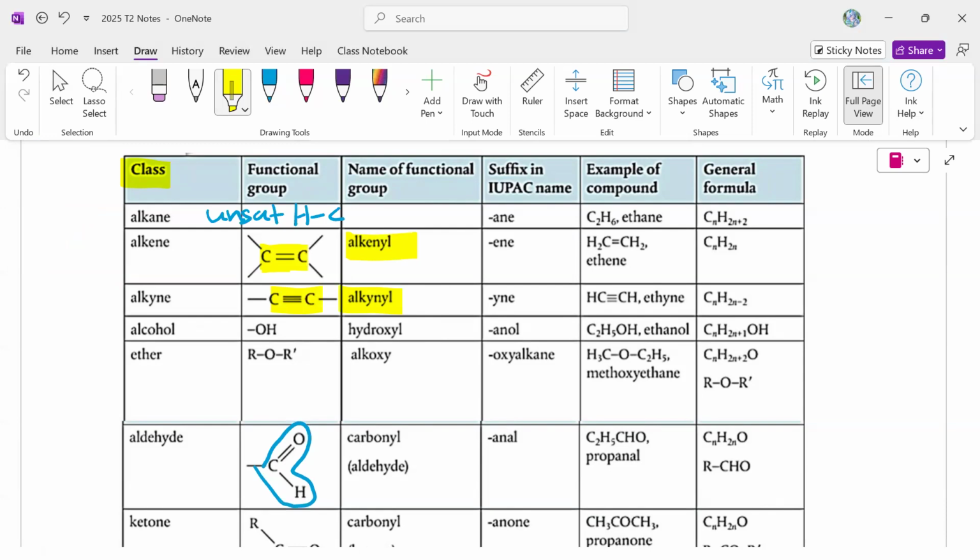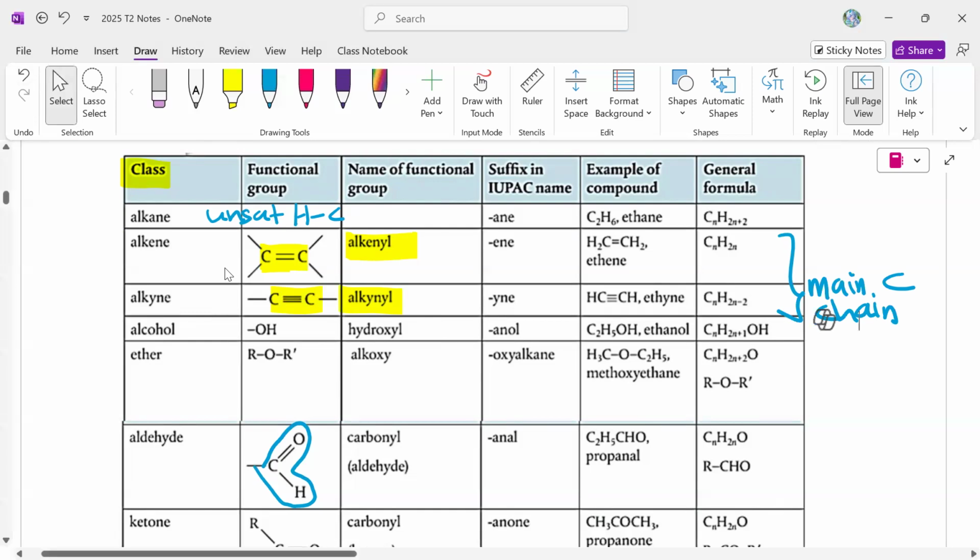Anyway, take note that the double bond and triple bond, later when we are learning naming, must be in the main carbon chain. Okay, it has to be in the main carbon chain for all double bonds and triple bonds, because later when we learn naming, there's something called prefix, stem, and suffix. The problem with these two groups is that there is no prefix name. Okay, so therefore it will always be in the main carbon chain.